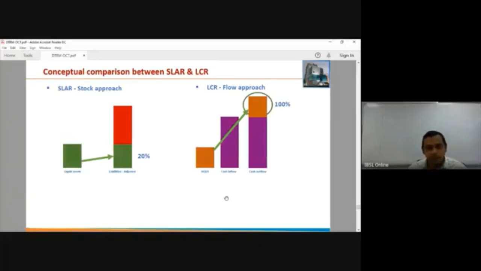But the main difference between LCR and NSFR is that LCR forecasts your liquidity requirement for the next 30 days, and NSFR forecasts your liquidity requirement for a longer period, so more than 30 days, right? But we'll ignore that, it's not required anyway.